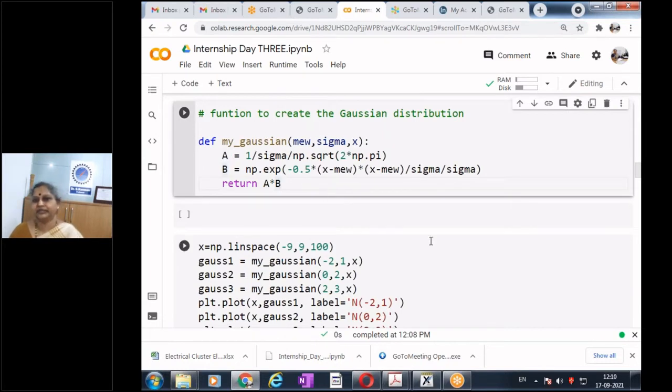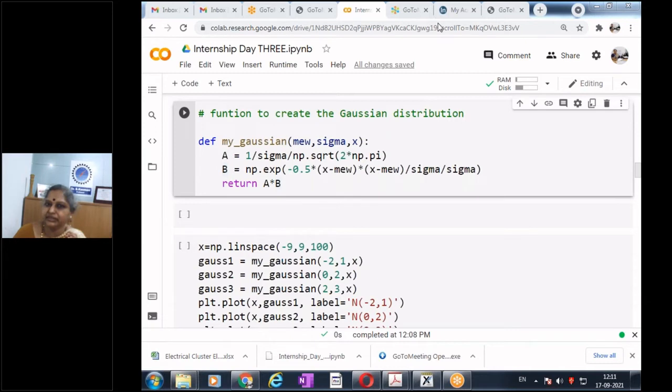Please see whether this is right. You can try yourself, otherwise this is one way of doing it. I am having a function to create the Gaussian distribution. It will accept mu and sigma, and it will also accept x. Just to make it easy, I'm taking the constant: 1 by sigma root of 2 pi, multiplied by e to the power of minus (x minus mu) whole square by 2 sigma square. So this is my Gaussian function.